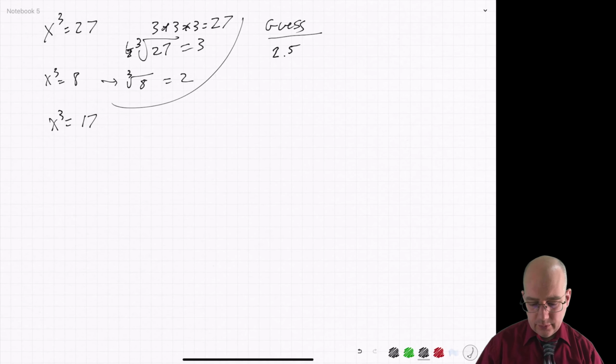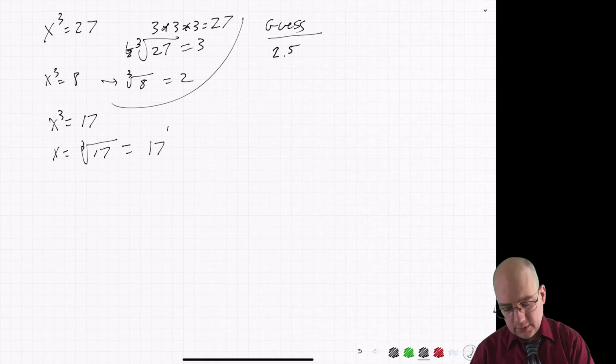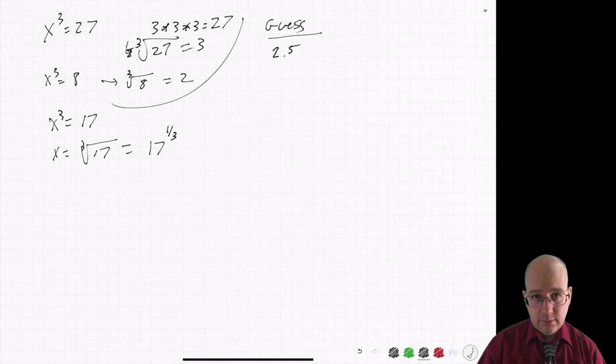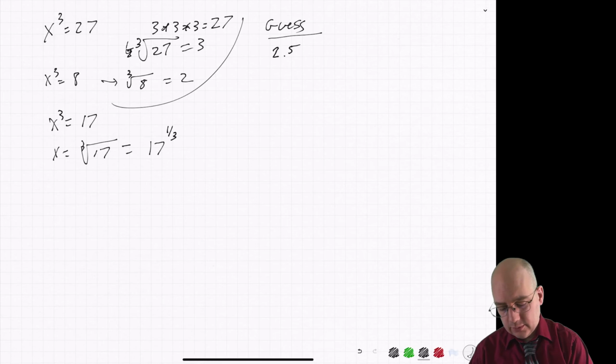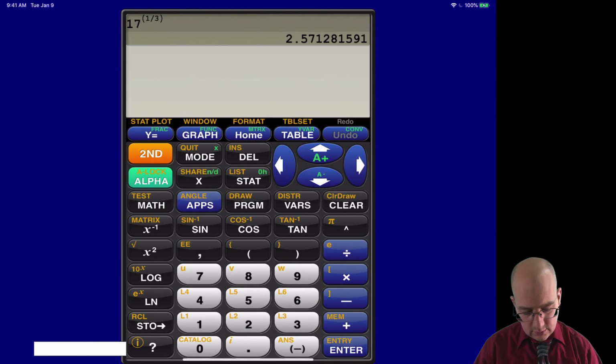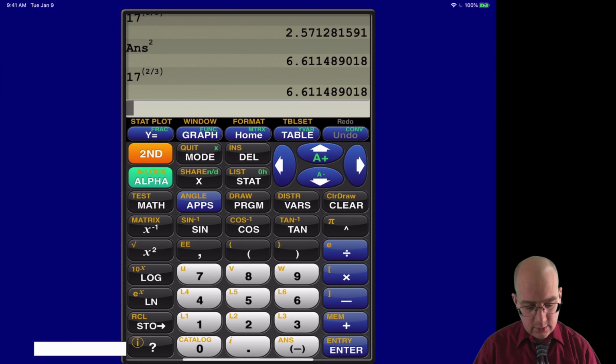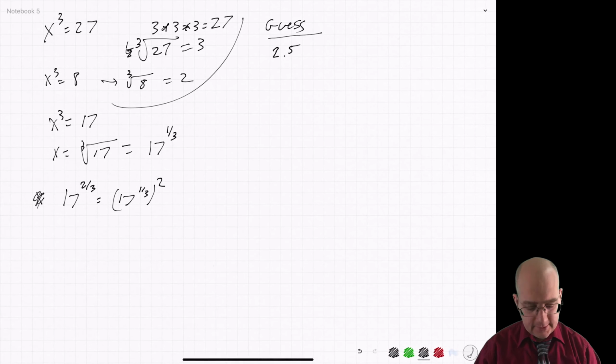All right. So x equals the cube root of 17, which is equal to 17 raised to the 1/3 power. It's all good. I should also mention, what does 17 to the 2/3 mean? That means 17 to the 1/3, squared, like so. And there you go, that's 17 raised to the 2/3 directly, right? It all fits together. Awesome.